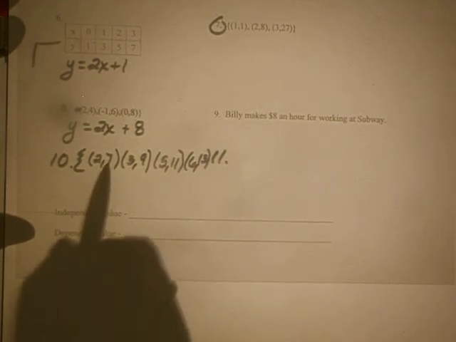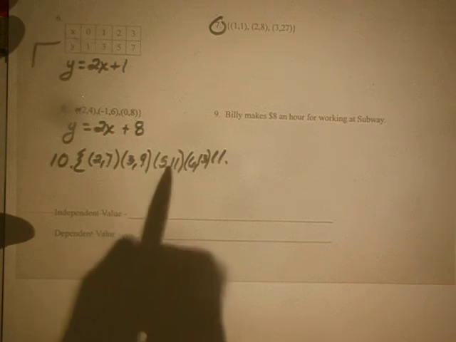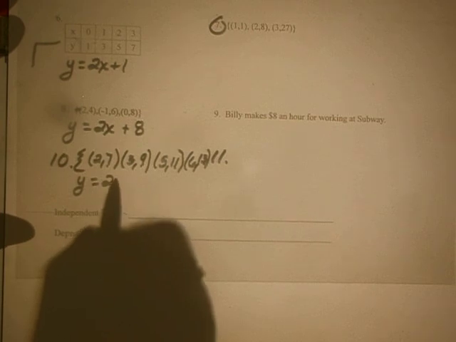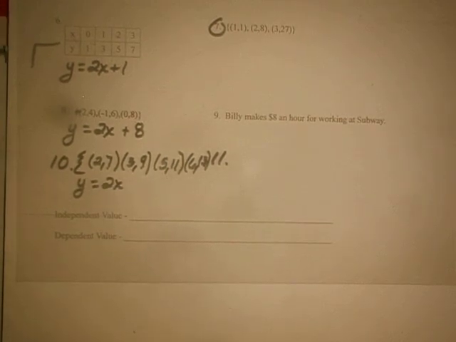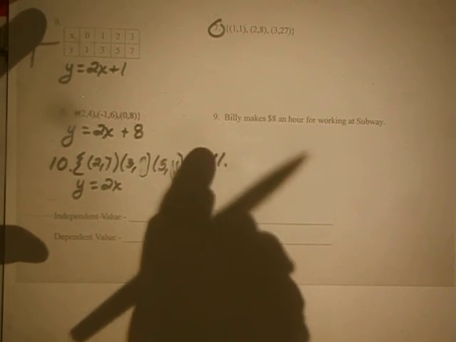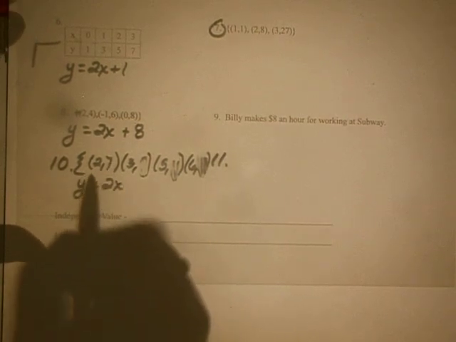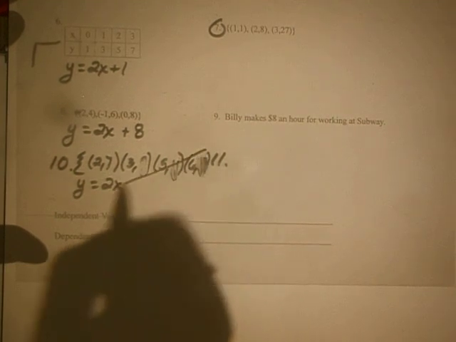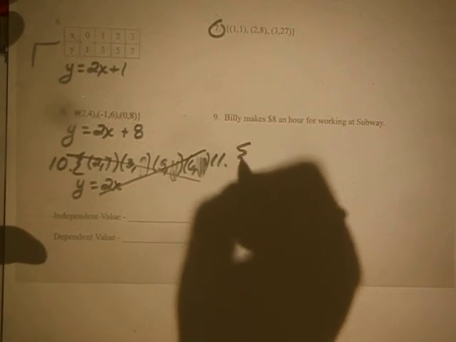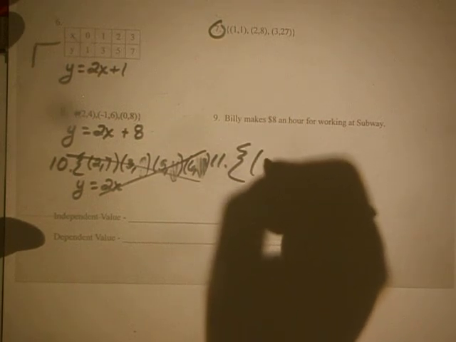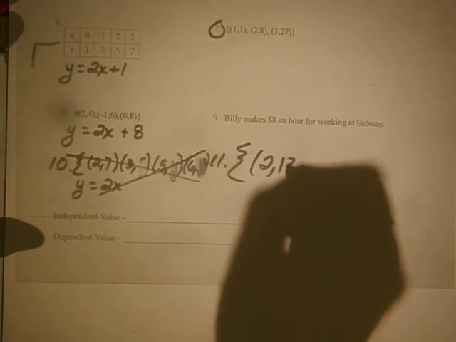How much are the y's changing? 2. So it becomes y equals 2x. And then, alright, I didn't do my equation right. Hang on, I have to change these numbers. That means the 2x is going to change too. Okay, hang on, let me come up with a better example. So let's do 2, 13.